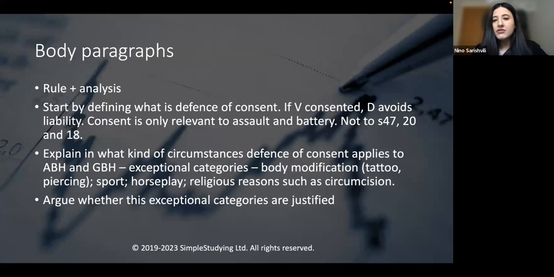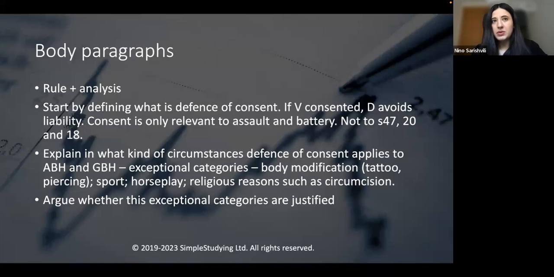Where does it apply? Defense of consent applies normally to assault and battery. For example, in everyday situations where people touch each other without intending to, such as in a crowded public transport, you may accidentally push someone because there are too many people and you have to get in. If there was no defense of consent implied in that kind of circumstances, that could be battery. However, we have defense of consent implied in that kind of everyday interactions.